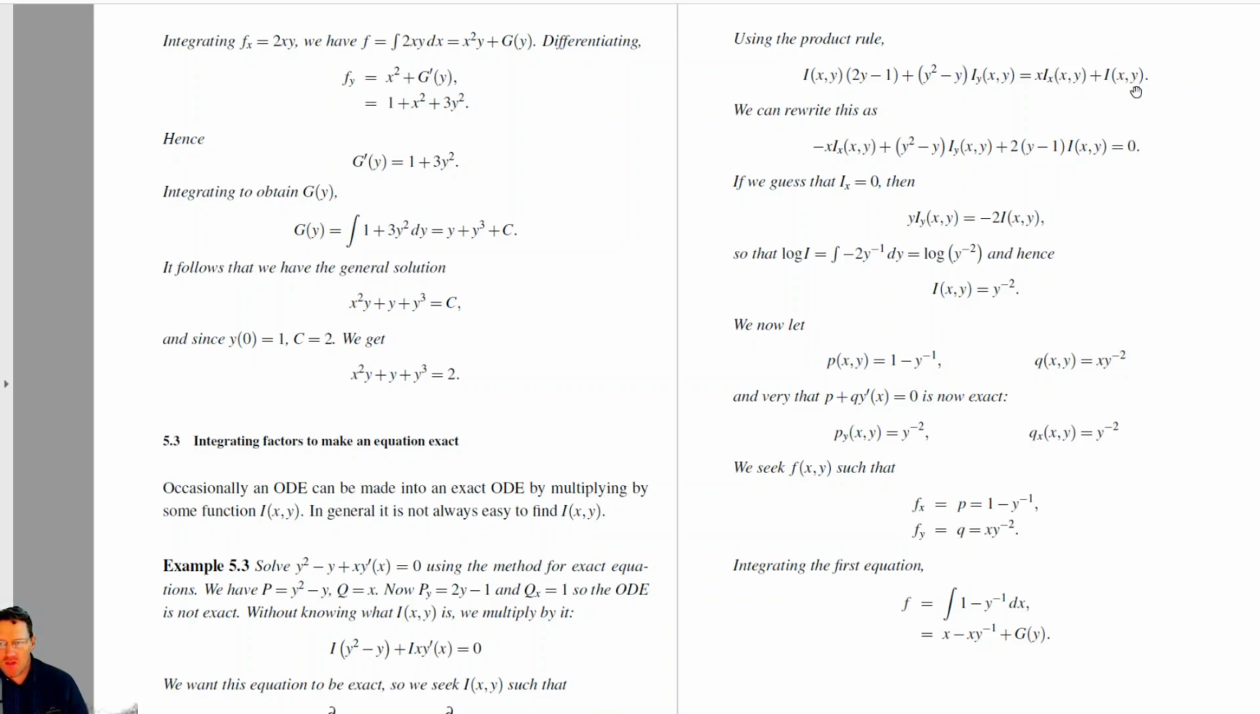Now, using the product rule on that, we have x times I subscript x plus I. So we can now rewrite that as minus x times I subscript x plus brackets y squared minus y, I subscript y, plus 2y minus 1 times I equals 0. And now let's just take a guess that I subscript x is equal to 0. So this simplifies immensely, and we get y I subscript y is equal to minus 2I. Now this one can be solved for I.